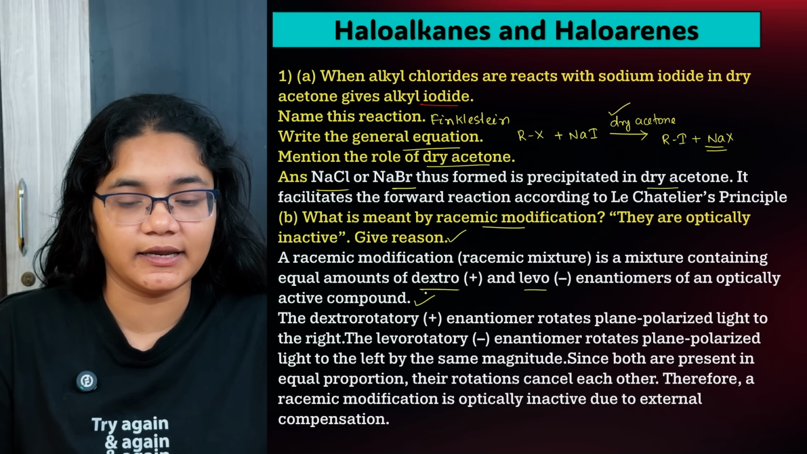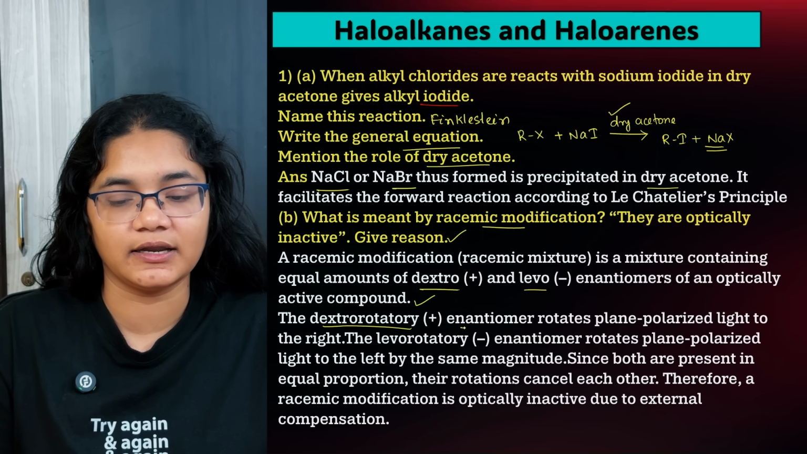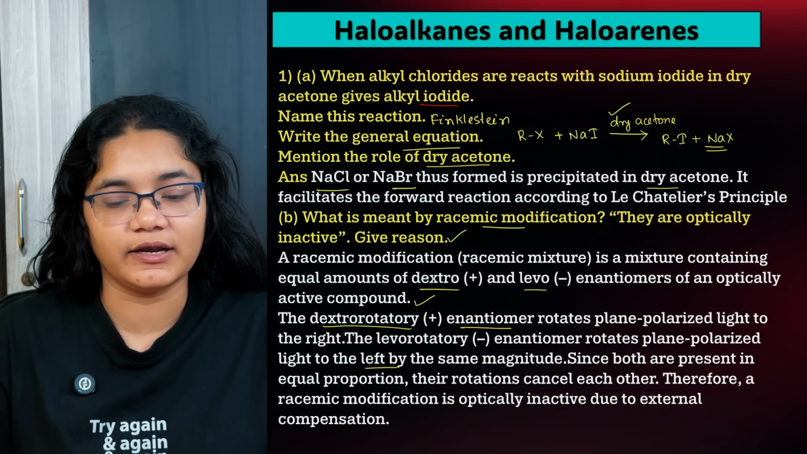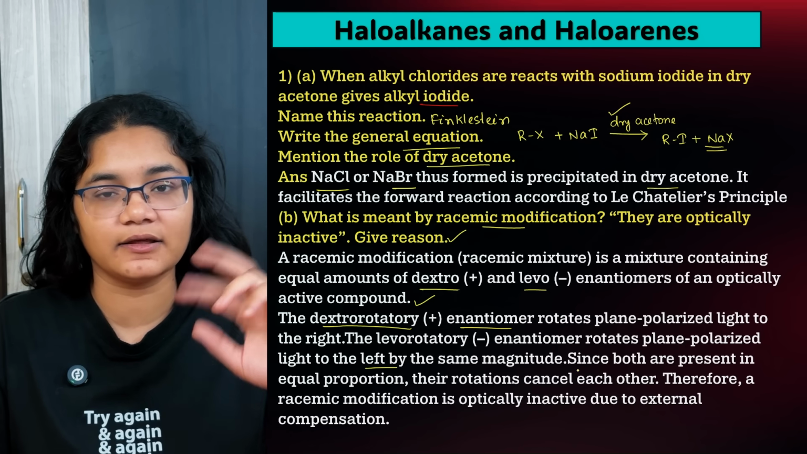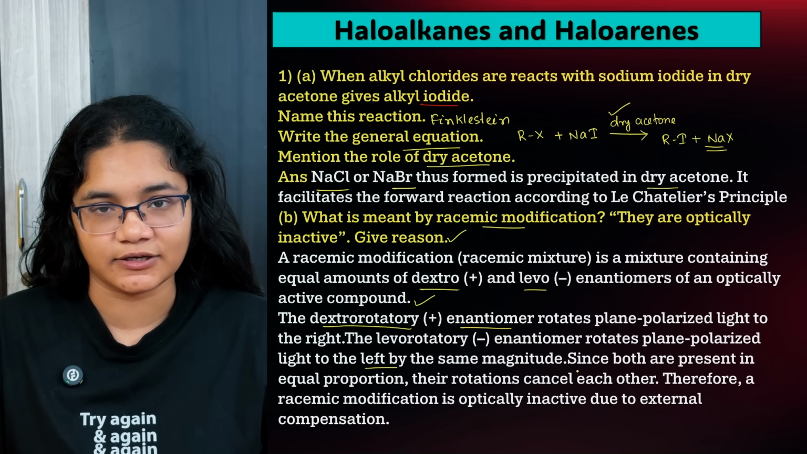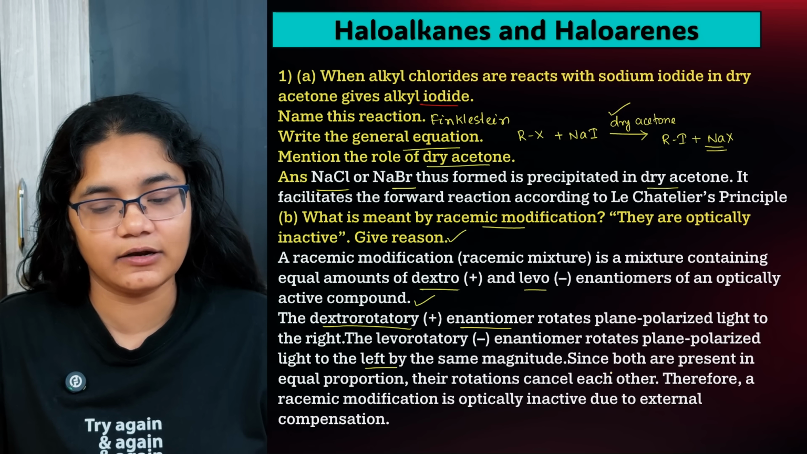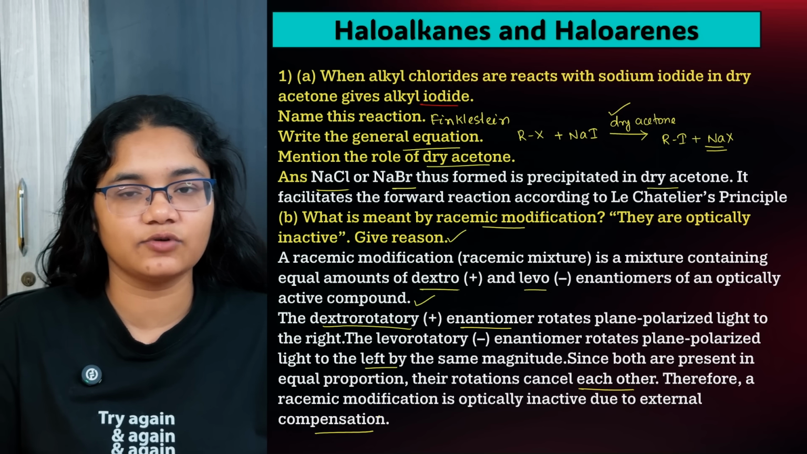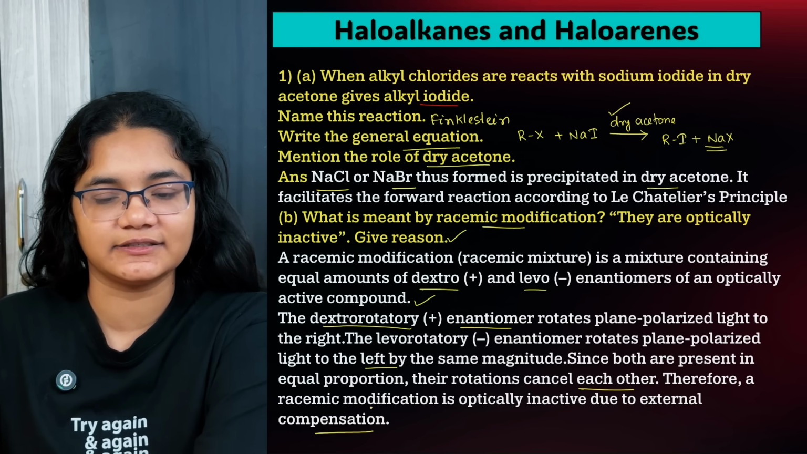And why are they optically inactive? Because if the dextrorotatory enantiomer rotates light in the clockwise direction, the other one will rotate it in the anticlockwise direction by the same magnitude, so the net rotation cancels out and is equal to 0. That is why the optical activity is 0 here.